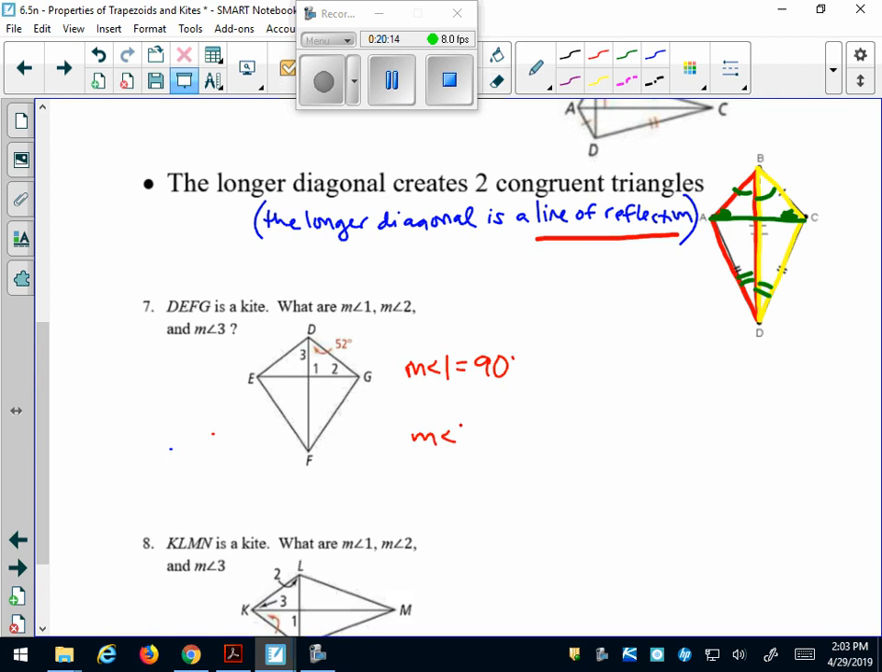The next thing I can really find here is the measure of angle 3. What's measure of angle 3 going to be? 52, and that's because this longer diagonal is a reflection line. So if this angle up here is 52, that means angle 3 is 52. Now I can use angle sum to get measure of angle 2, which would be 38 degrees.